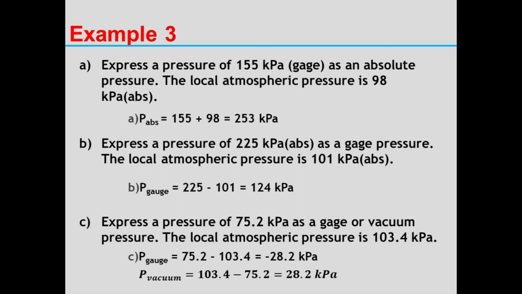So if we use the P gauge, then the answer will be negative 28.2 kilopascal. But if we use P vacuum, the answer will be 28.2 kilopascal without the negative sign.